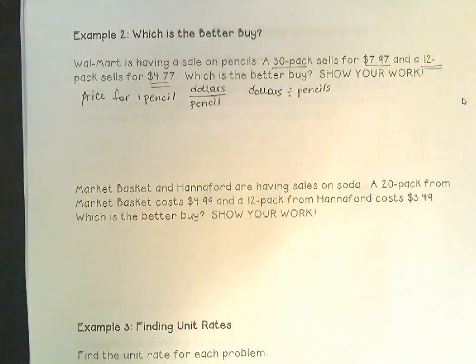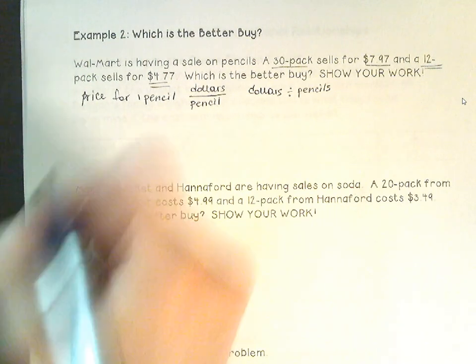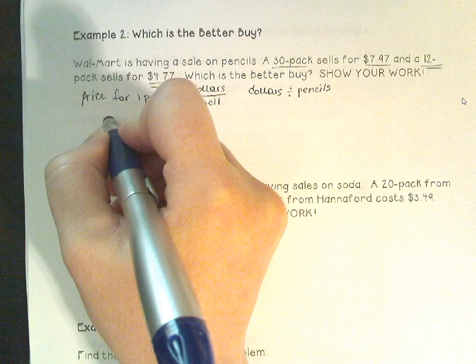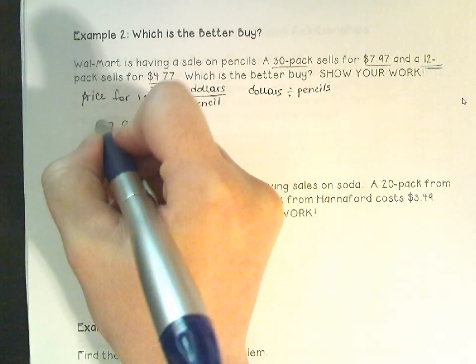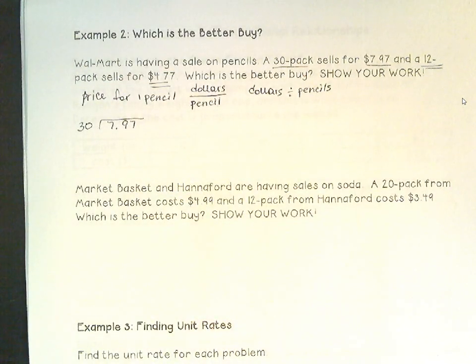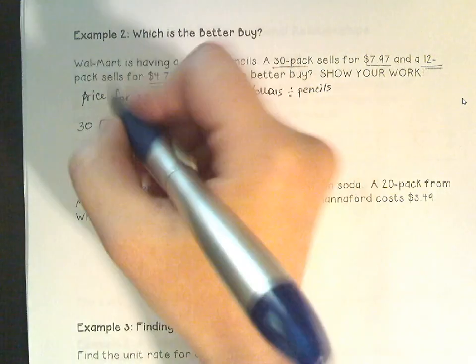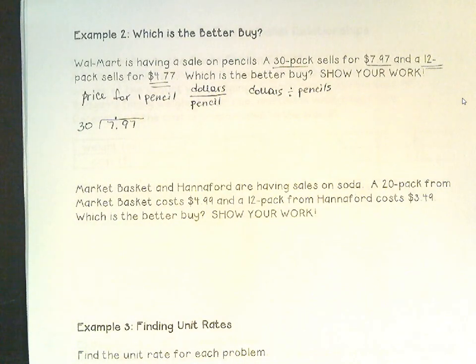Okay. All right. So in one case, we have $7.97 for 30 pencils, so that's what I'm going to do. I'm going to divide 7 and 97 hundredths by 30. When we divide decimals, we need to make sure that we follow the rules for division of decimals. Here I'm dividing a decimal by a whole number. So all I need to do is to bring the decimal up and divide 797 by 30.